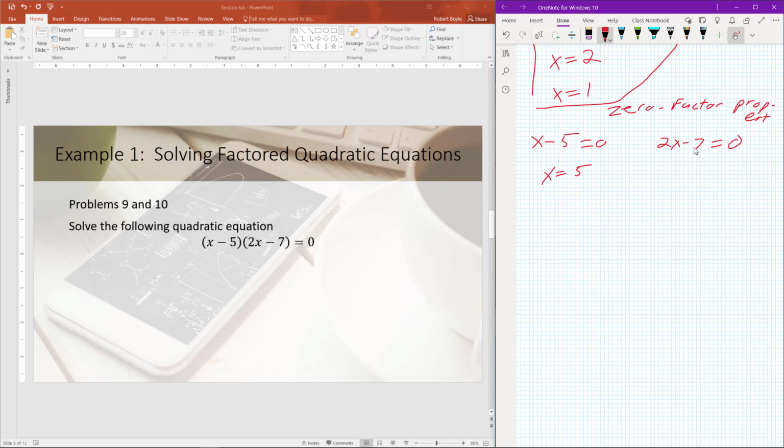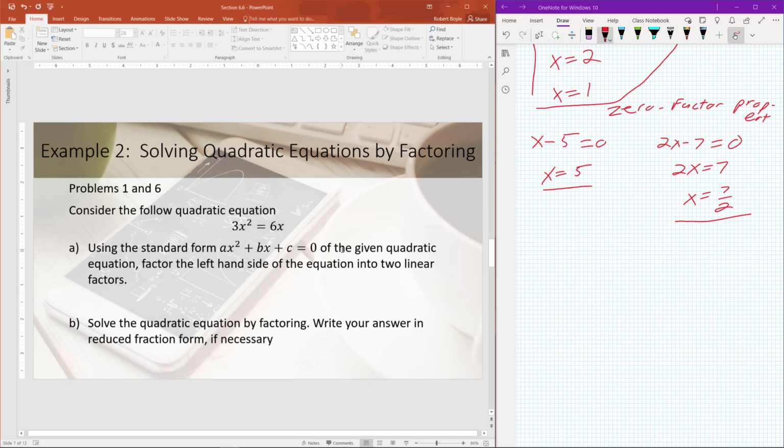So this one's a little more challenging. We would need to add 7 to both sides, which will give you that 2x is equal to 7. Divide both sides by 2, and you have x is equal to 7 halves. So 7 halves and 5 are the solutions to this quadratic equation, which is already in factored form.